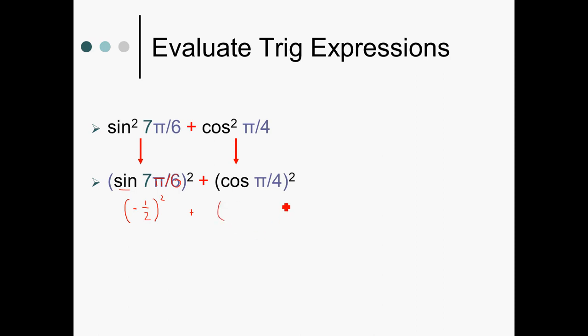Cosine of pi over 4, right? Pi over 4, I'm in the first quadrant. Cosine is 1 over root 2. Square it. So squaring 1 half gives me 1 fourth, positive. Squaring 1 over root 2 gets me 1 half. That's actually 1 fourth plus 2 fourths, which is 3 fourths.